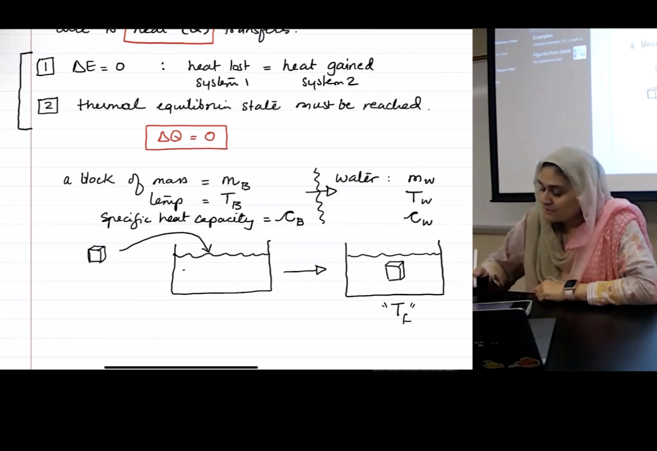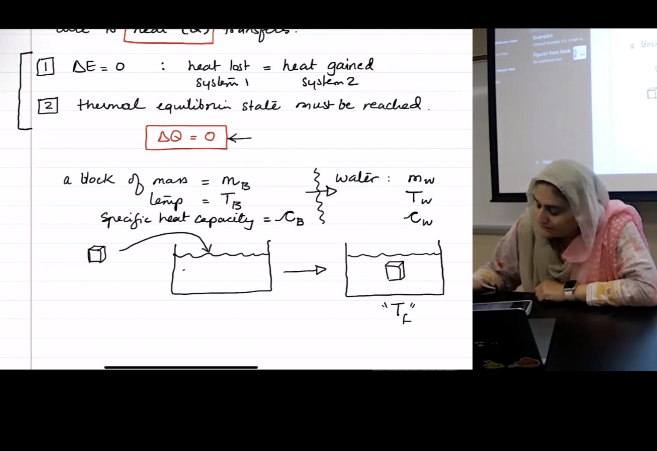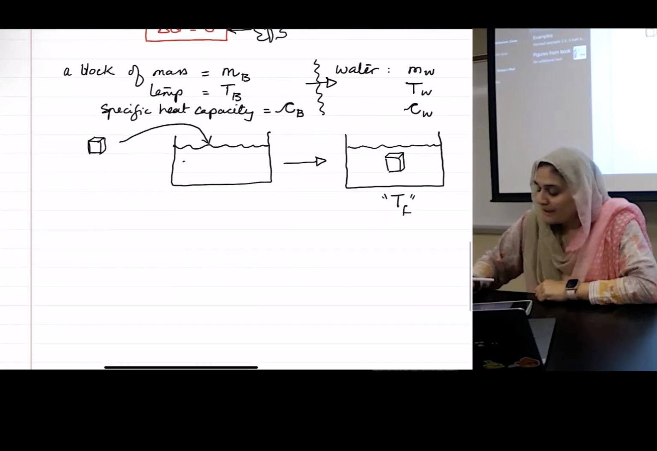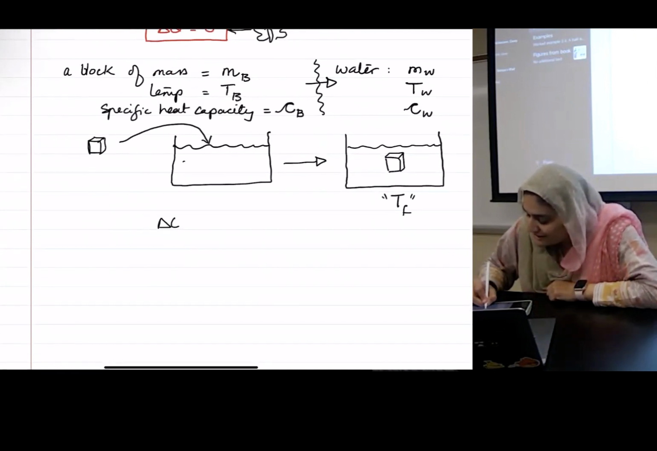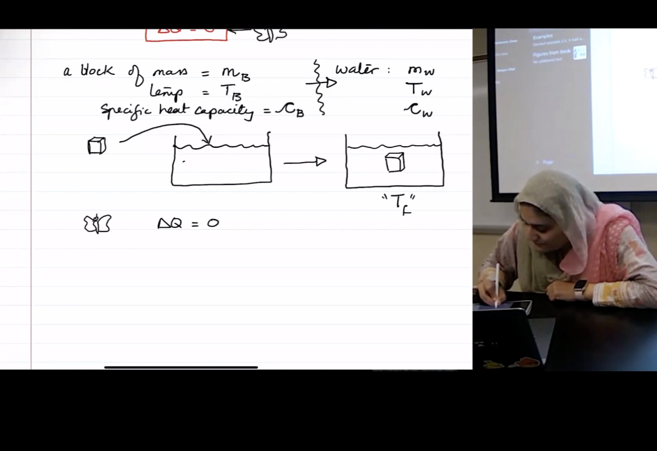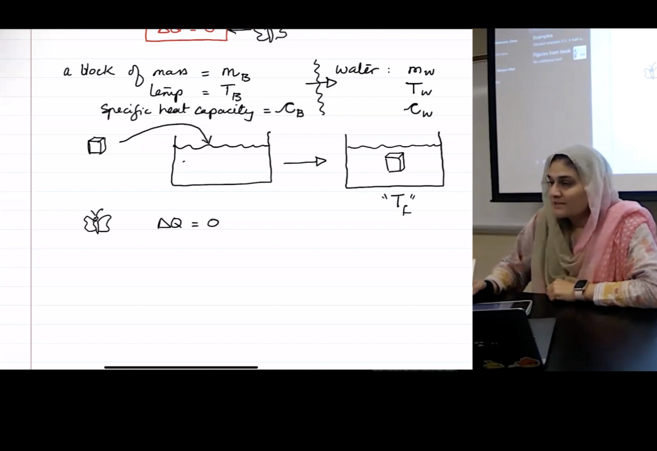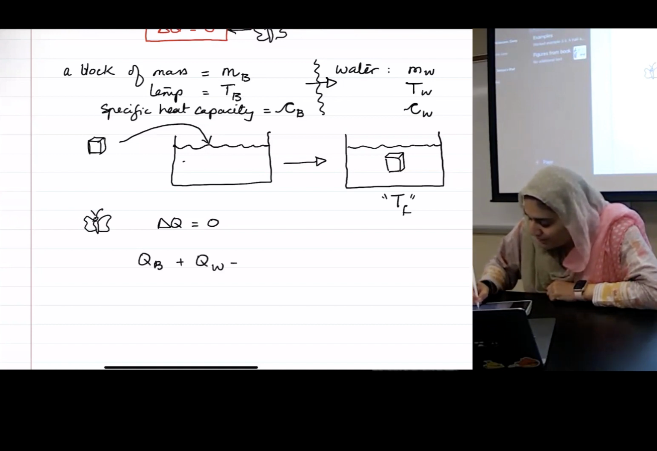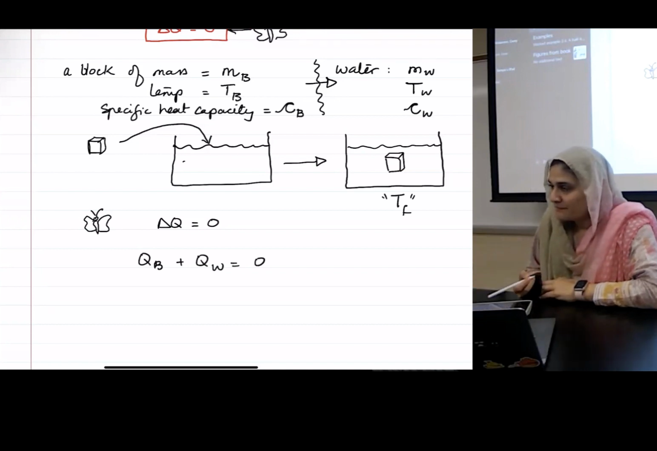Okay, then may I use this equation here? I'm going to use my butterfly equation. May I write all of this process as delta Q equals 0 using my butterfly equation? What does that mean? Do you remember the formula? That means Q of the block plus Q of water must equal 0.